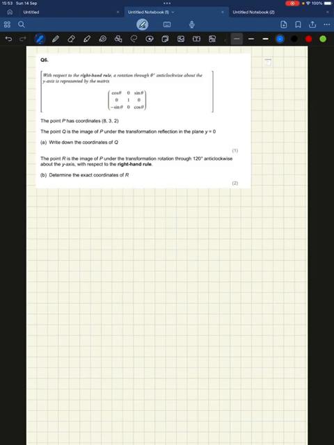Okay, so let's do some exam questions now. So let's start with this one. We're given a 3D matrix here, a 3x3, and we know it's a rotation around the y-axis because that's invariant. We're also told over here.